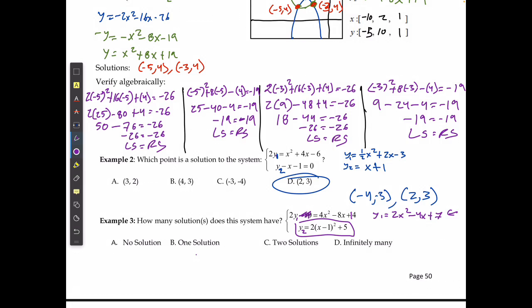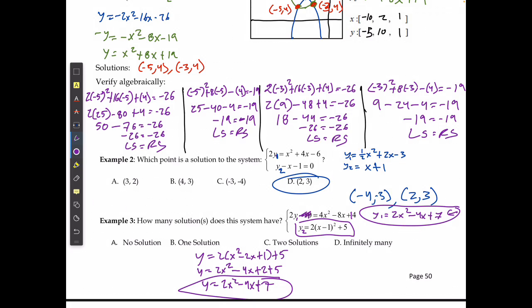I'm going to say that y is equal to 2 times, when I square this, x squared minus 2x plus 1, plus 5. Y is equal to 2x squared minus 4x plus 2 plus 5. Y is equal to 2x squared minus 4x plus 7. And I can see that they're equivalent equations, just in 2 different forms. There is, in fact, infinitely many solutions.